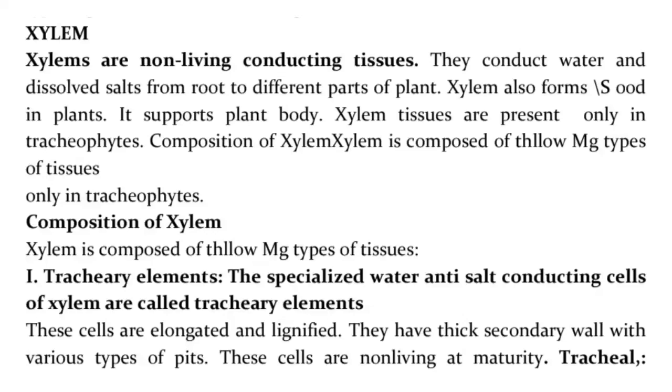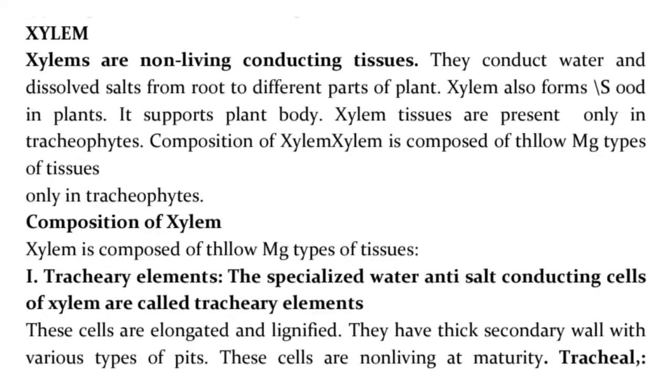Composition of xylem. Xylem is composed of four types of tissues. Tracheary elements. The specialized water and salt conducting cells of xylem are called tracheary elements. The cells are elongated and lignified.